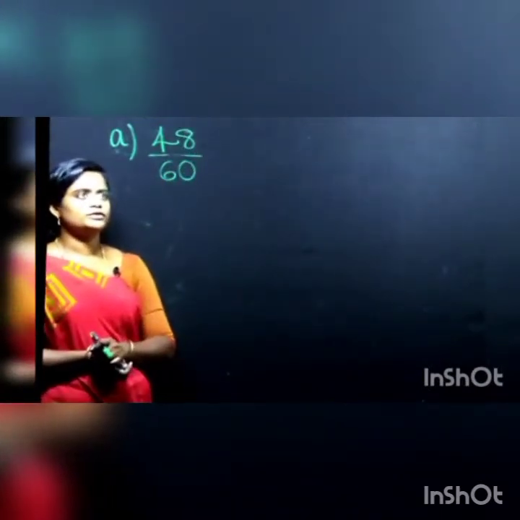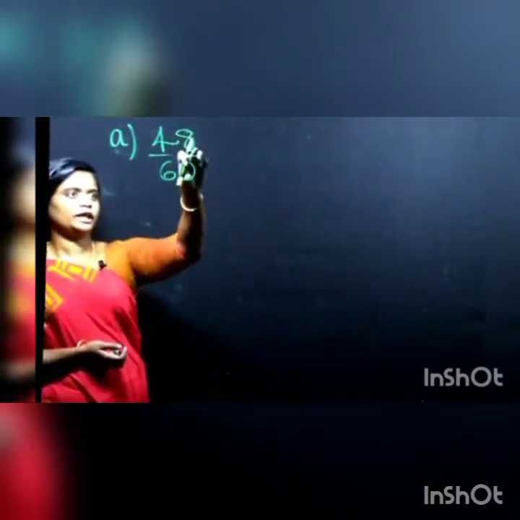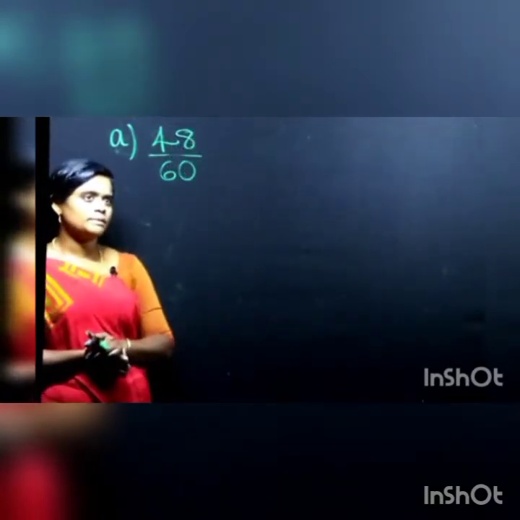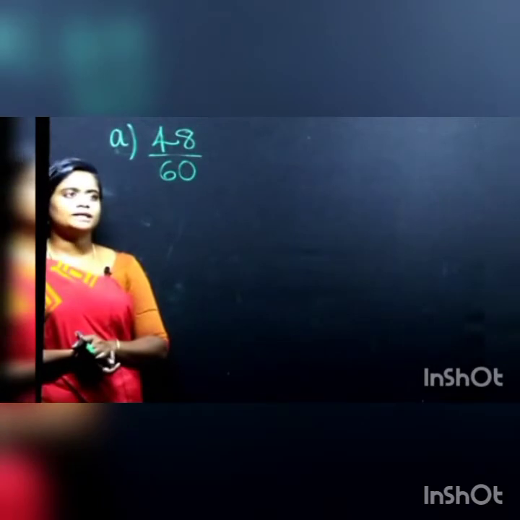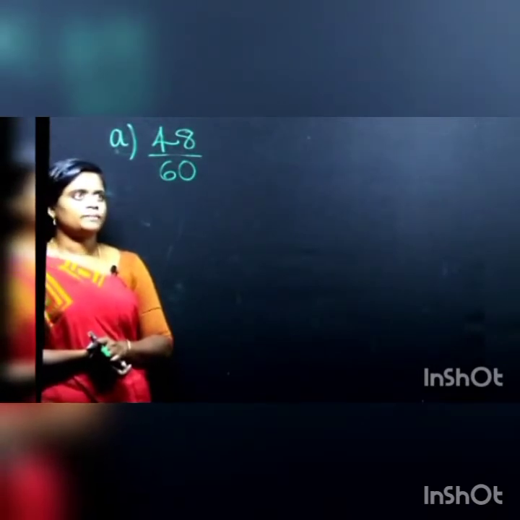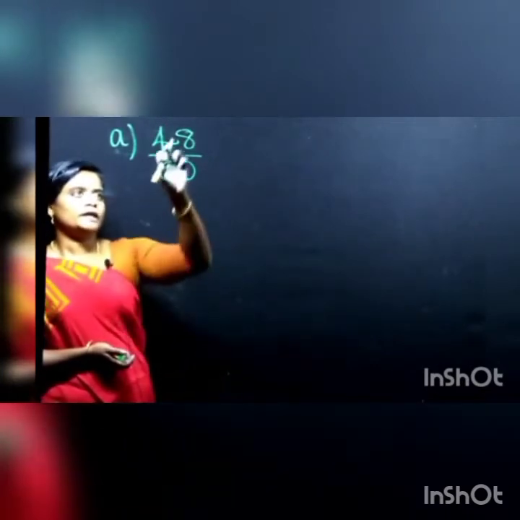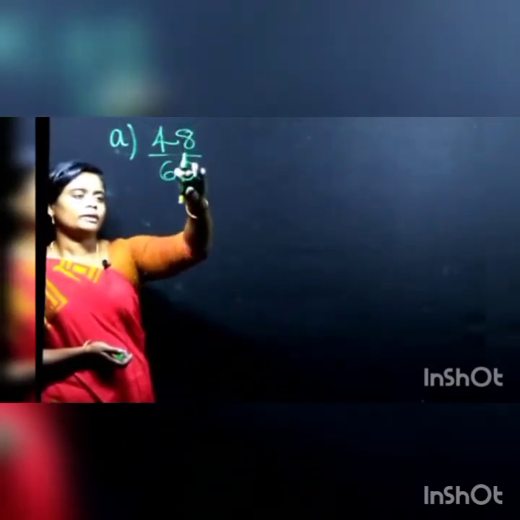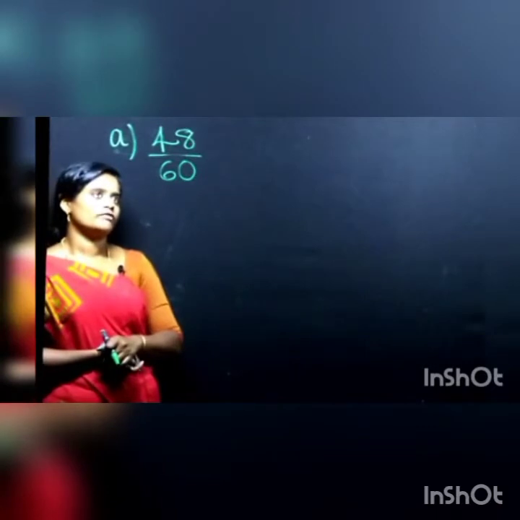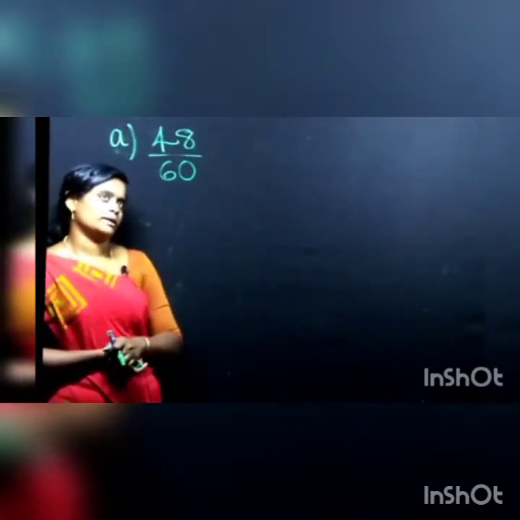Our question is to reduce this fraction 48 by 60 into its simplest form. Do you remember what is simplest form? Yes, that is reducing the fraction until its numerator and denominator have no common factor other than 1.